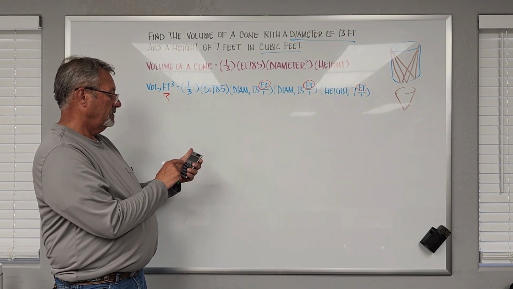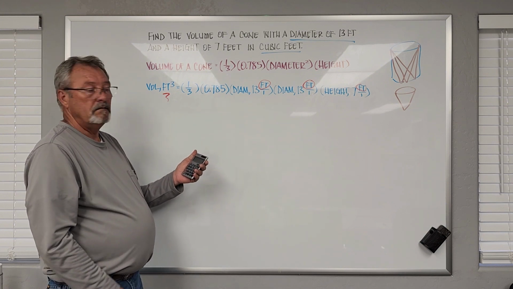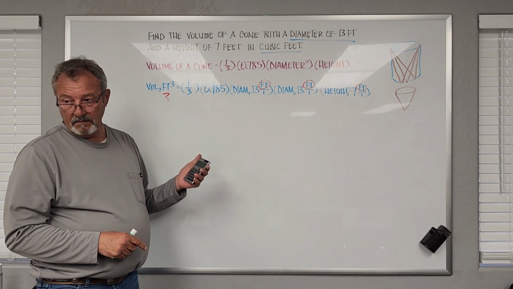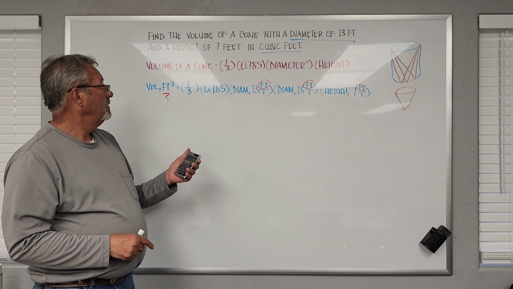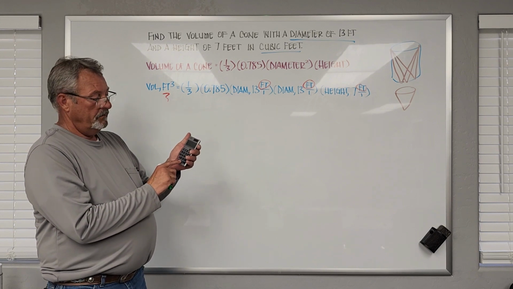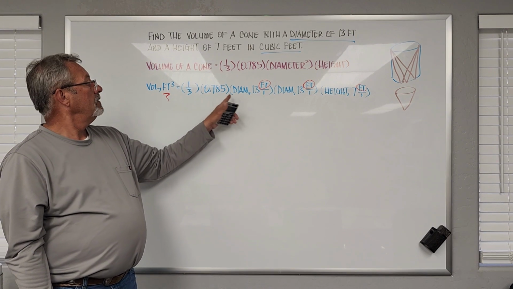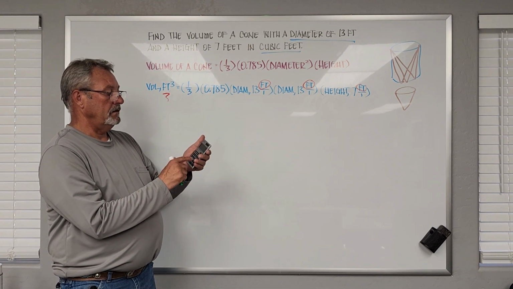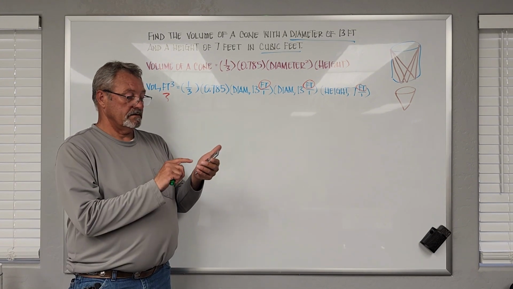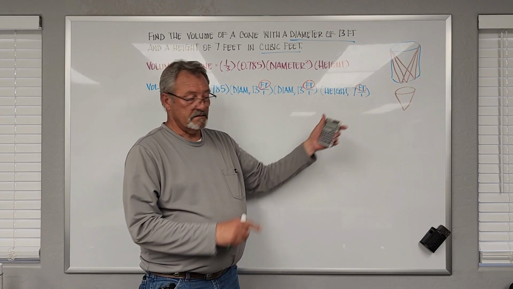And what you do is 1 divided by 3. You want to follow along with me? 1 divided by 3. And then hit multiply 0.785, just like here. Then multiply 13. And then multiply by 13 again. And then multiply by 7.